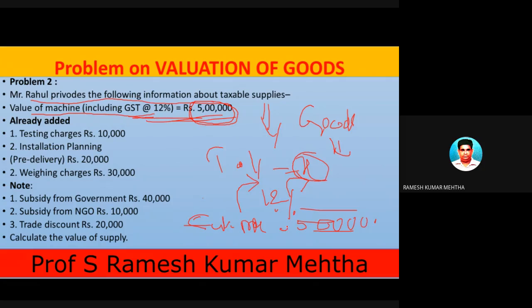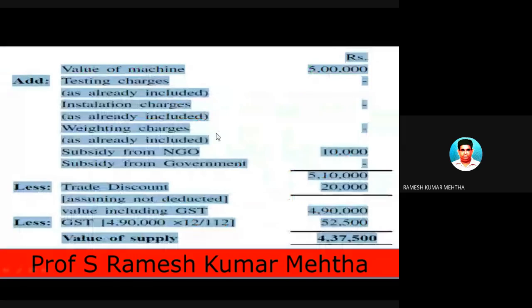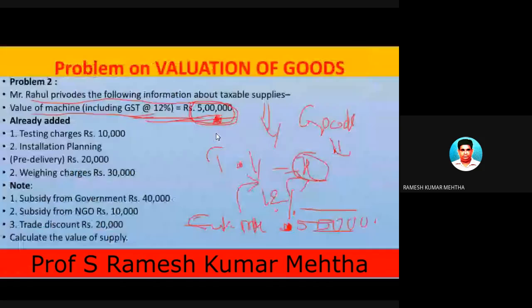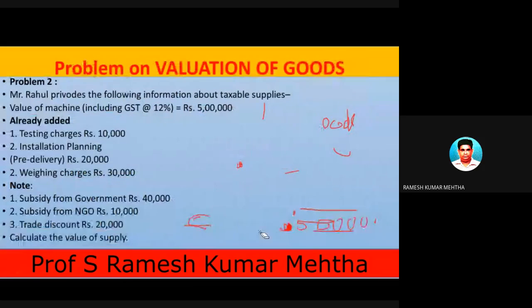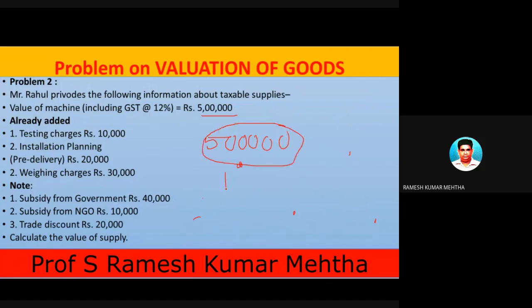On this X rupees he has charged 12%, but our main concern is to find out X. This selling price is inclusive of this 12 percent, so we have to deduct the 12 percent from 5 lakh rupees. This is a fundamental, important point. Let's calculate the GST which is included in the value of the machine. In this 5 lakh rupees, GST is inclusive. So 112% is equal to 5 lakh rupees.